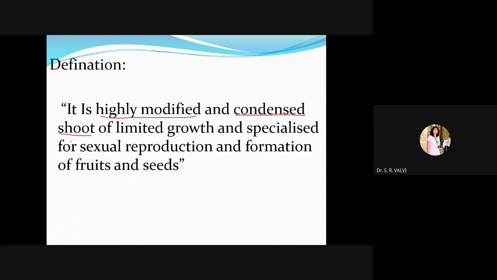Because as we know, in a shoot we have nodes and internodes. Suppose this is our main shoot, or we can say a stem. Each and every stem has its node and internode. Suppose it has 3 nodes, and let me change the color of my pen. This one is our internodal portion, and whatever is in red color, that is the nodal portion, right? So such nodes and internodes are present on a shoot.